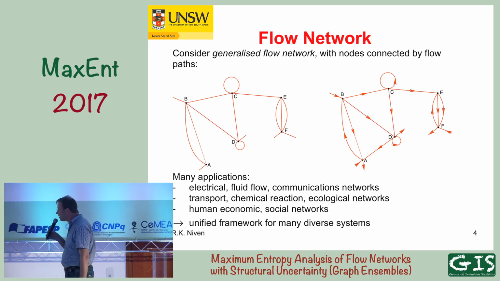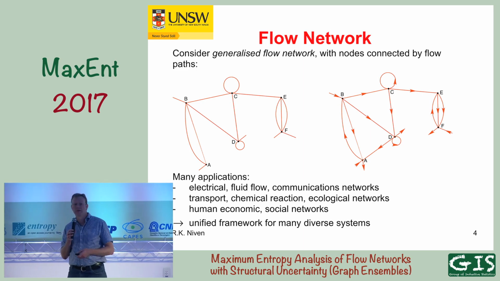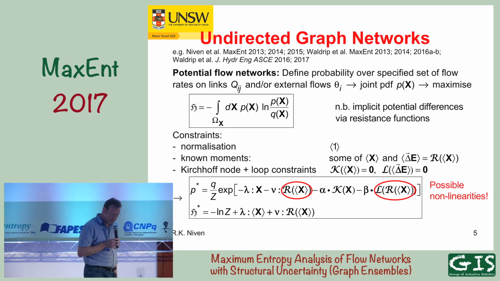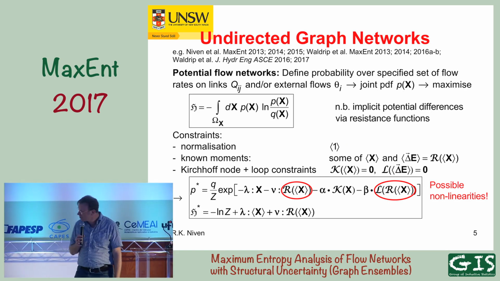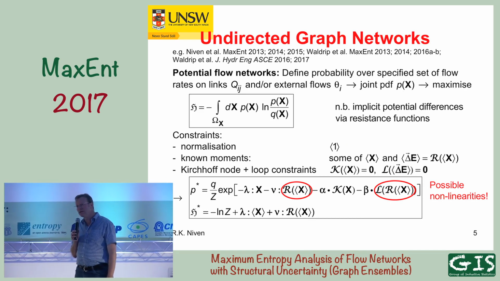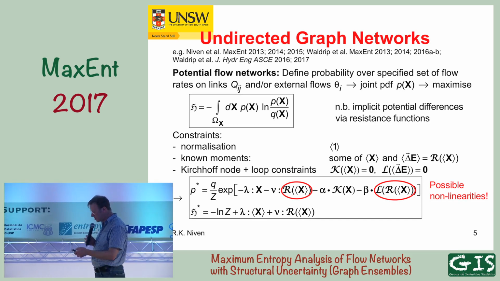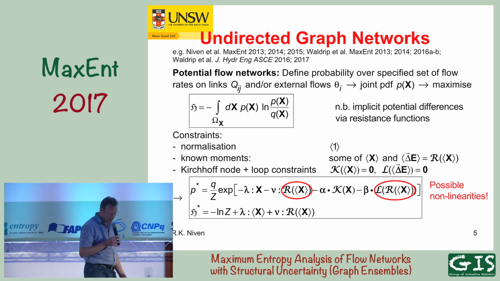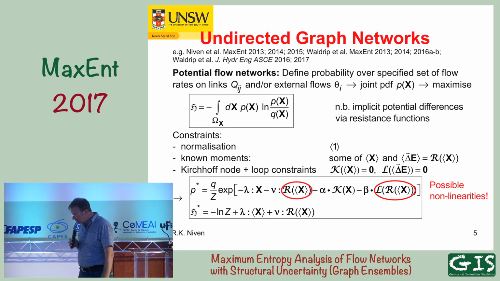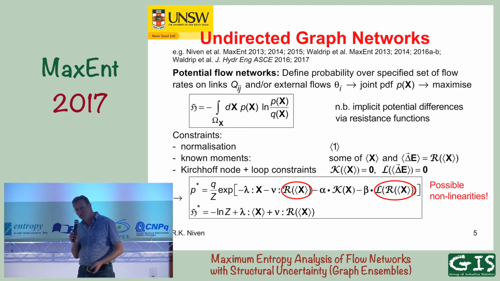And you'll notice the pretty pictures here. On the left is an undirected graph structure, and on the right is a directed graph structure. And so when you consider undirected graph networks, the way we've been approaching this is we're interested in the flows on the network, but generally you're dealing with, in this case, potential flows. But the way that we've handled this is by considering the unknowns as the flow rates, both within the network and also external flow rates to or from the network. And so we define our probability over those flow rates, so they become the uncertainties.